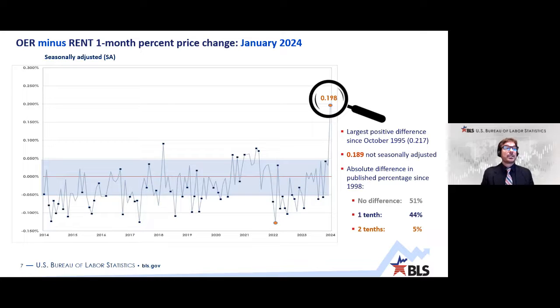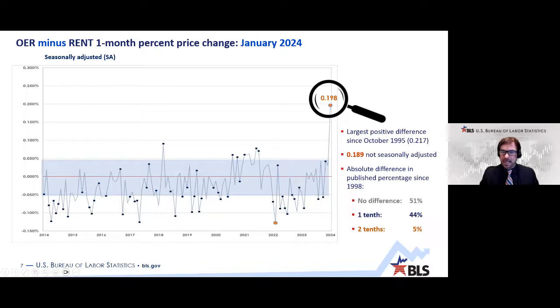Looking back at the history of this series since 1998, when the existing methodologies that we have in place now were first put in place, at the published level of precision of 1/10, 50% of the time, there's no difference between OER and rent. 44% of the time, it's a 1/10 difference. And 5% of the time, it's a 2/10 difference. So while many observers think that this might be an anomaly, it's not unprecedented. It does occur, but it's rare to be different by 2/10.